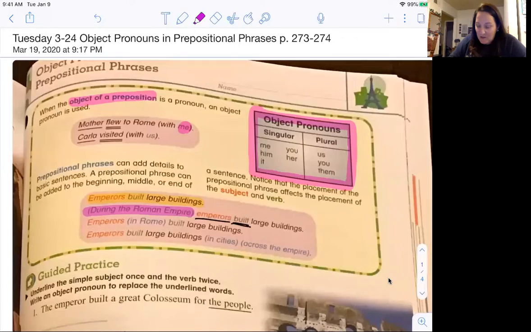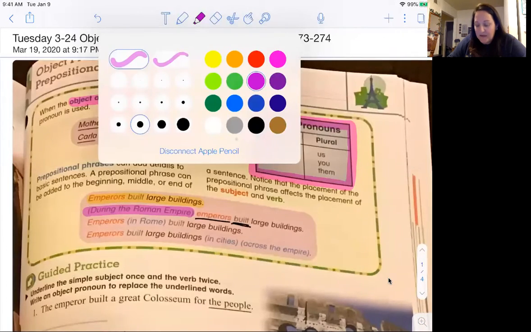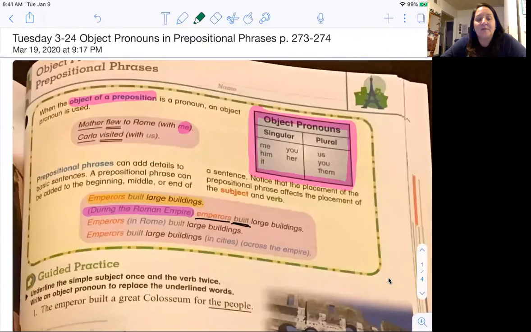Let's look at the second one. The third one down, the second one after the basic sentence. Emperors in Rome built large buildings. Well, my prepositional phrase is in Rome. And what did that do to my subject and verb? It split my subject and verb. Emperors built. It split it right in two. Okay, so if you have a prepositional phrase, be careful because it can split your verb phrase.